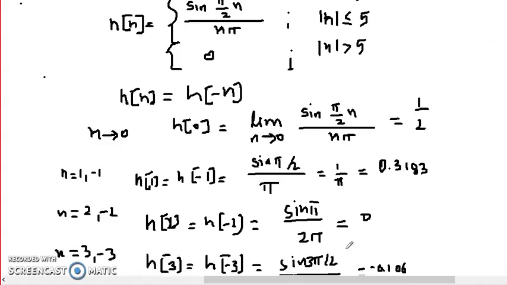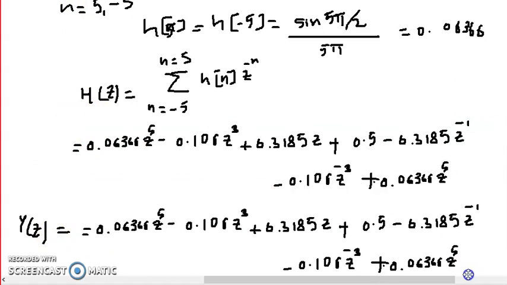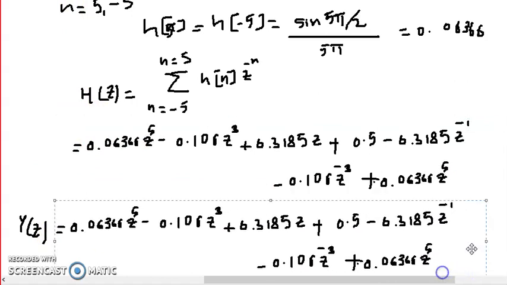Okay, the filter designing is done. And this can be realizable, because what will be the output? Output will be yz equal to this whole thing multiplied by xz.